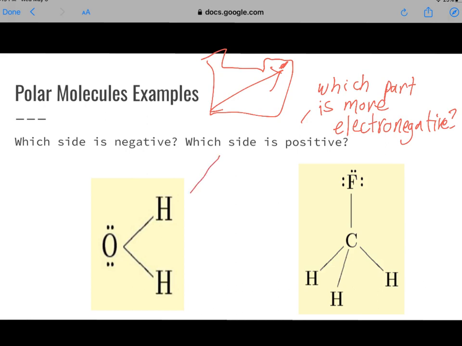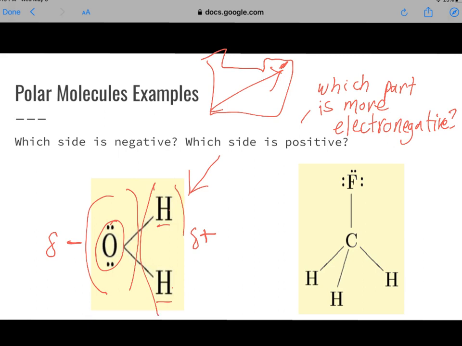In this molecule, which is water, oxygen is more electronegative than hydrogen. Therefore, the side of the molecule with the oxygen is going to attract more electrons, and it's going to be partially negative. And the side of the molecule with the hydrogens is going to attract fewer electrons, and it's going to be partially positive. So you don't want to label each hydrogen as partially positive. We're looking at the sides of the molecule. Over here is the negative side, and over here is the positive side.